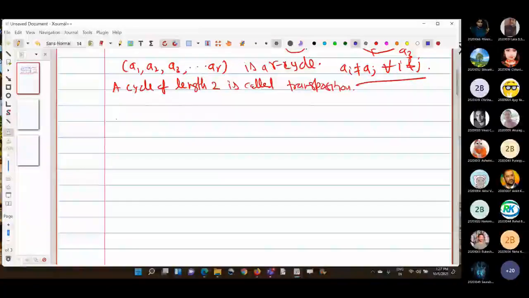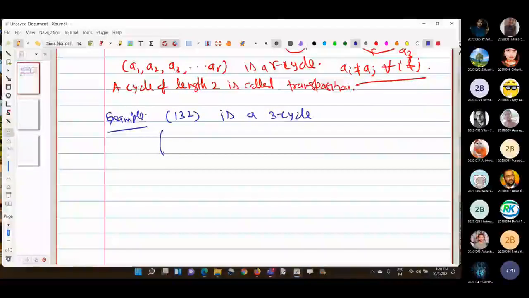So for example, if you write (1 3 2), it is a 3-cycle. How will you write it in expanded way? You have to write 1, 2, 3 in any manner, no problem. Let us write them in sequence. So 1 goes to 3, 2 goes to 1 because this is a cycle, and 3 goes to 2. So we can write like this also.